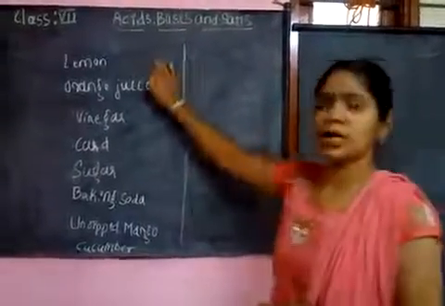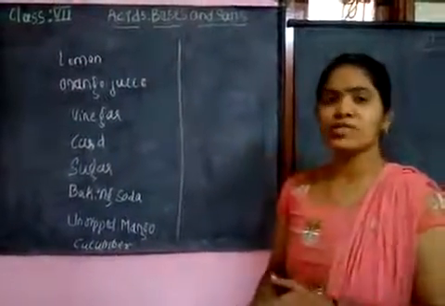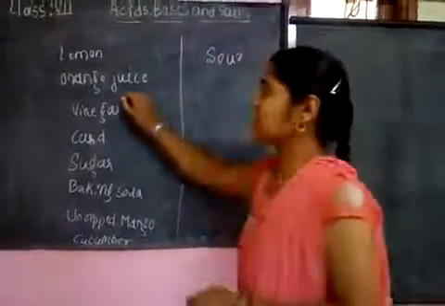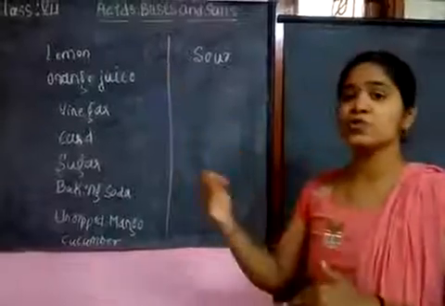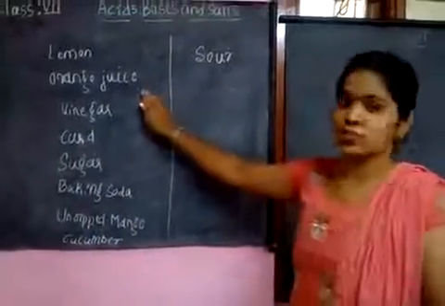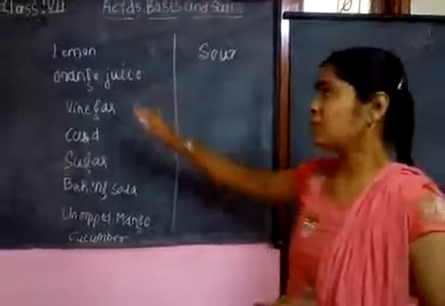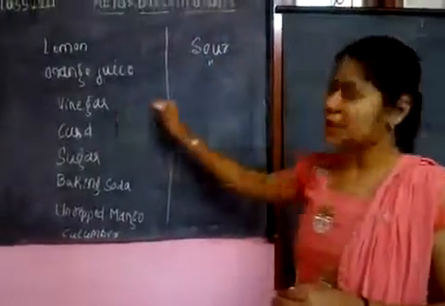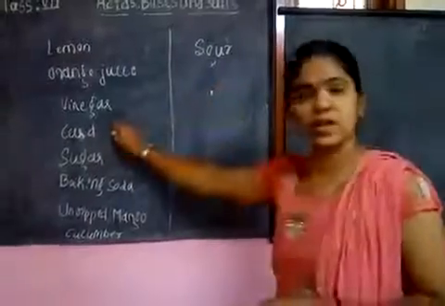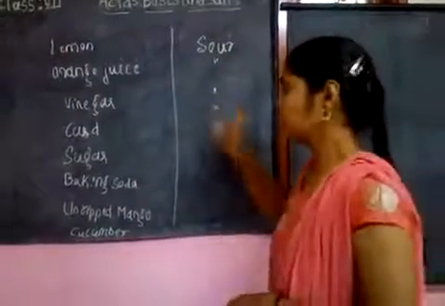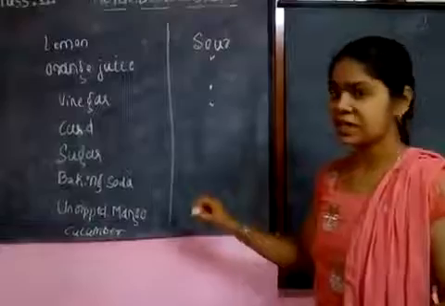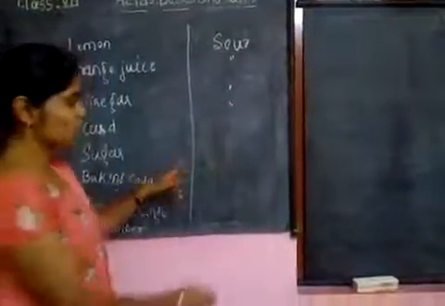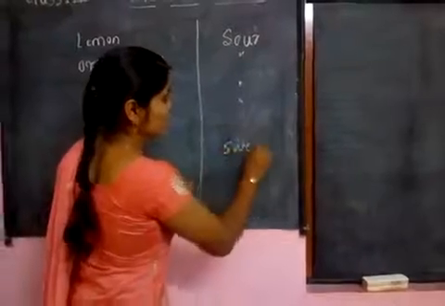The first one is lemon. As you know, what taste does lemon have? It is sour. Then orange juice. If we add sugar, it will be sweet in taste. Before that, the orange juice is also sour in taste. Then vinegar, it is also a sour taste. Then curd is also sour, and sugar is sweet in taste, which is not a sour one.